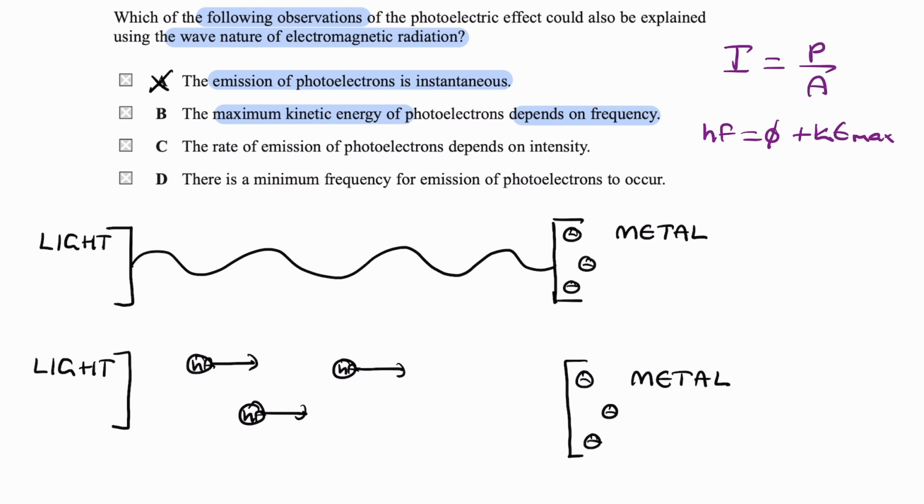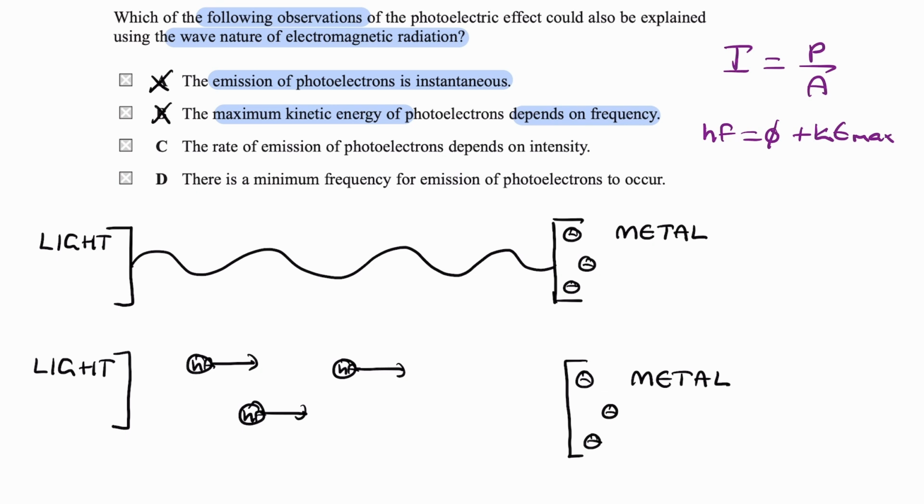In the wave model, it's intensity that affects the kinetic energy of the electrons that are released. If you have a higher intensity, you have more energy being transferred to the electrons per second, and they end up leaving the metal surface with more kinetic energy. Frequency doesn't affect the intensity of the wave, and therefore it doesn't affect the kinetic energy of the electrons. Rather, it's the amplitude of the wave that intensity depends on, not frequency. So this can't be explained by the wave model, but it can by the particle model. So the answer isn't B.